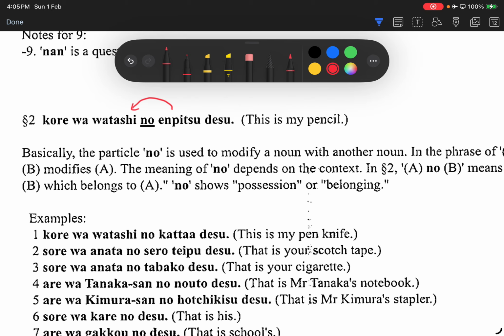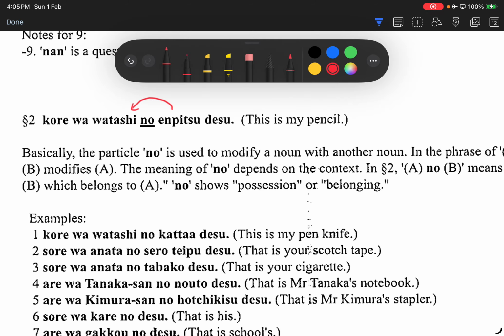Right? The previous one was Singapore no tan desu. Right? Tan from Singapore. So it shows origin. But now, 私の鉛筆. So I'm saying that this is my pencil. 私の鉛筆. My pencil. Right? So pencil belonging to me. So this no particle in Chinese we will say 的 lah. So 我的铅笔. Right? So belonging to me. My possession.